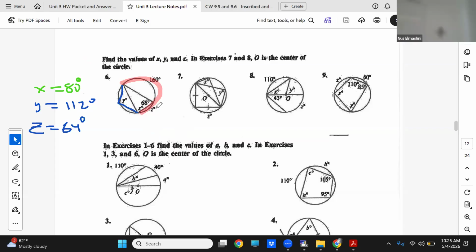This arc is 130, so that has nothing to do with Y. The Y is representing about that. So sure, but we don't care about that. What we do care about is what angle Y is. The angle Y is intercepting that. So you can see it gets a little tricky.